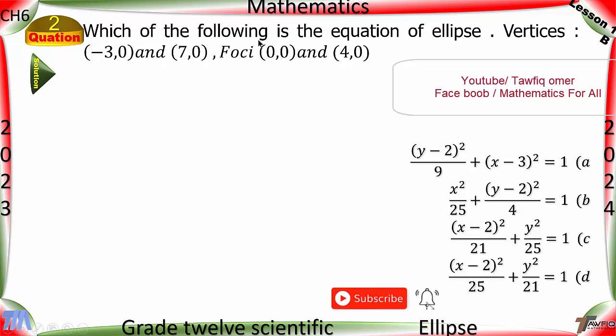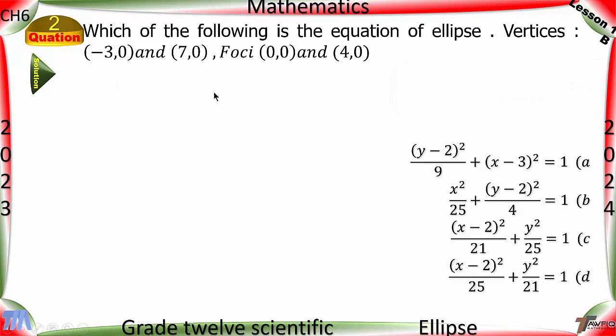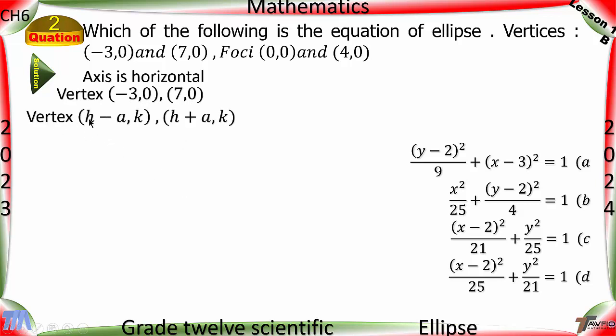Question number 2. Which of the following is the equation of the ellipse whose vertices are minus 3, 0 and 7, 0 and foci are 0, 0 and 4, 0? First of all, because y is the same, the major axis is horizontal. And the vertices are minus 3, 0 and 7, 0. So the vertices are h minus a, k and h plus a, k. And now h minus a is minus 3 and k is equal to 0. And h plus a is equal to 7.